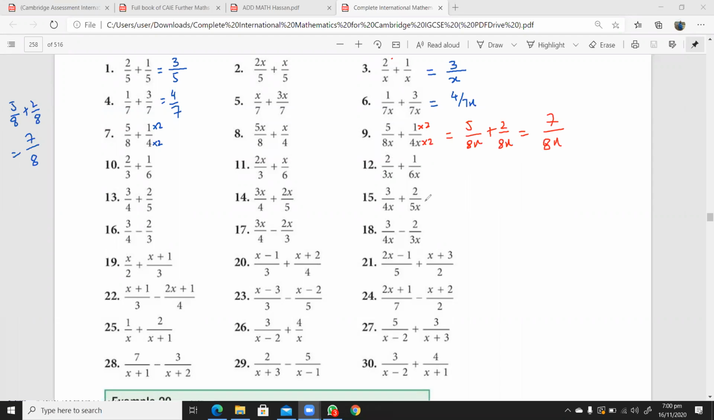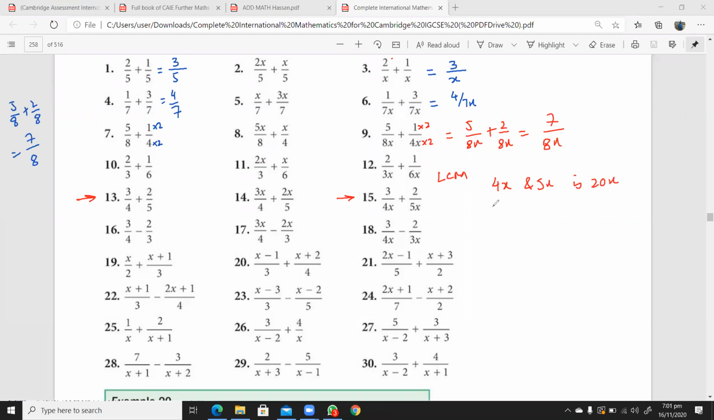Okay, now who will tell me, if you look at this 13th question, what is the LCM of 4 and 5? 20. Then what will be the LCM of 4x and 5x? 20x squared. No, it is 20x. Don't say 20x squared. This is 4x, 5x, because x is there with both of them. Let's just practice the LCM thing. The LCM of 4x and 5x is 20x.